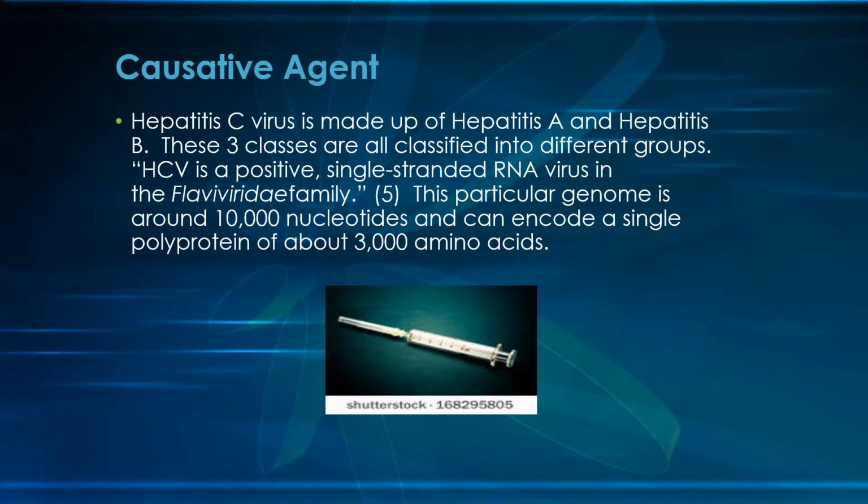Causative agent. Hepatitis C virus is classified separately from hepatitis A and hepatitis B; these three are all classified into different groups. HCV is a positive single-stranded RNA virus in the Flaviviridae family. This particular genome is around 10,000 nucleotides and encodes a single polyprotein of about 3,000 amino acids.